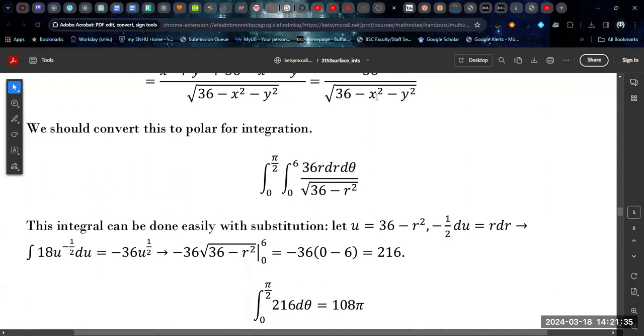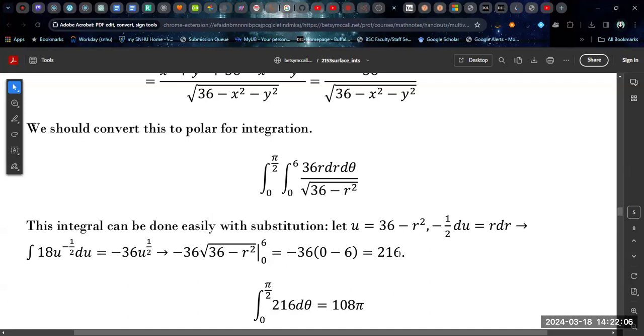So our x squared plus y squared becomes r squared. Here's our r over here. So we can do a substitution. We're integrating inside the sphere, inside the circle from 0 to 6, and then only down to the plane. So the xy plane in the first octant. So the first quadrant of the plane.